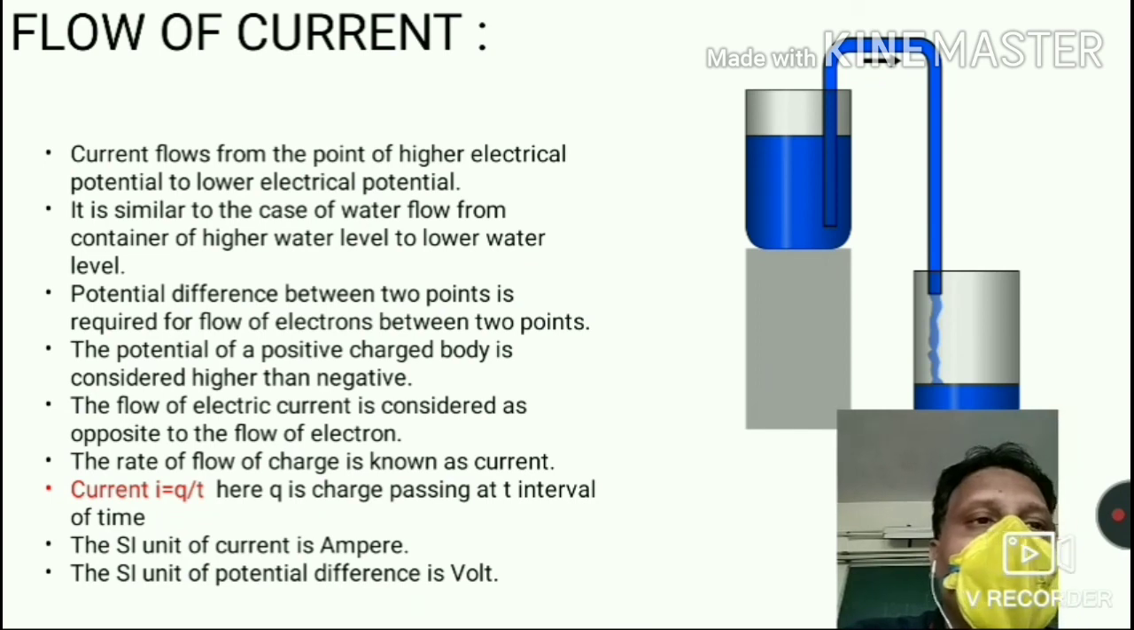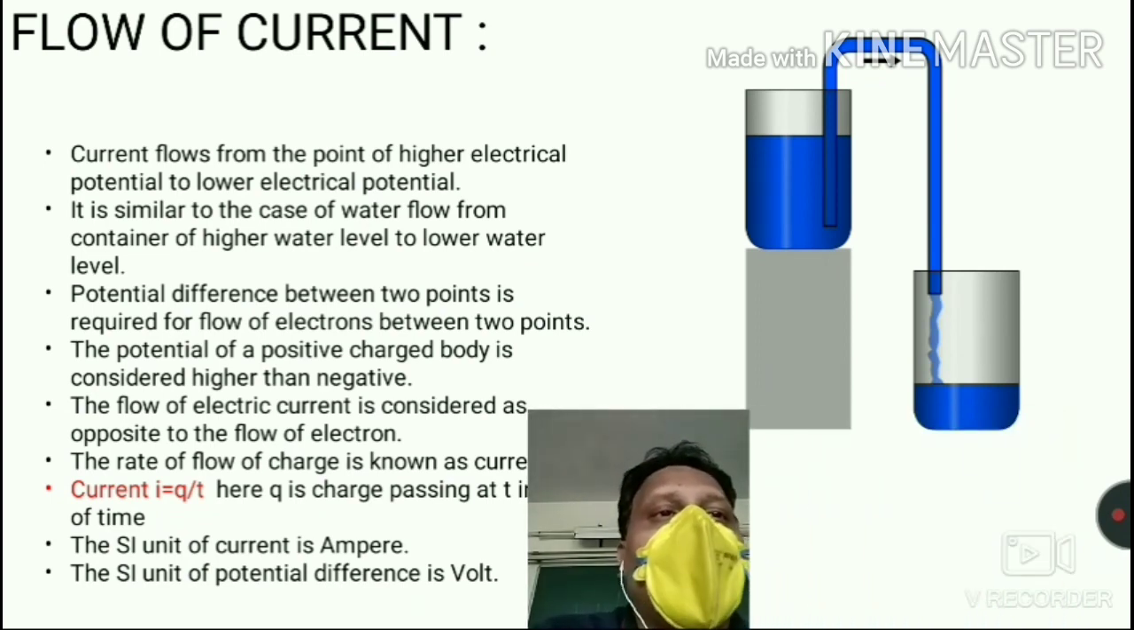Here is an example. You can see the example. Water flows from a higher potential, that is higher level, to the lower level, until both the levels become the same.